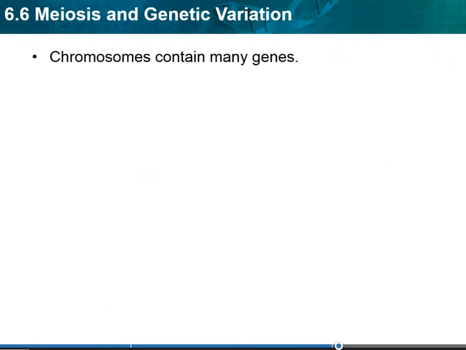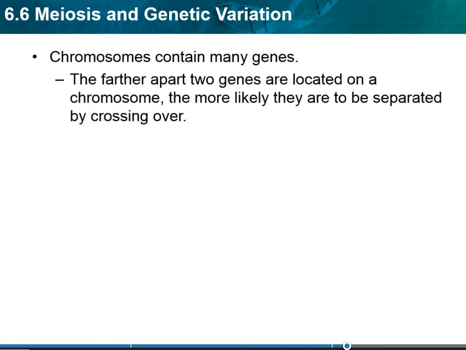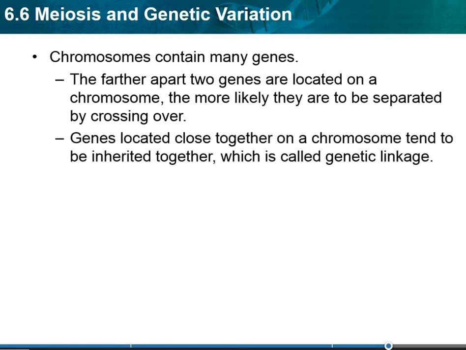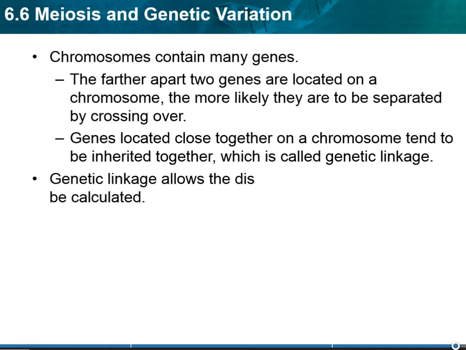So chromosomes contain many genes. They're actually a group of linked genes. So the farther apart two genes are located on a chromosome, the more likely they are to be separated by the crossing over process. Genes that are located really close to one another are going to tend to be inherited with one another. A lot of times they are referred to as genetically linked, or it's what's known as genetic linkage. This idea was used by Thomas Hunt Morgan to figure out how to map out chromosomes.